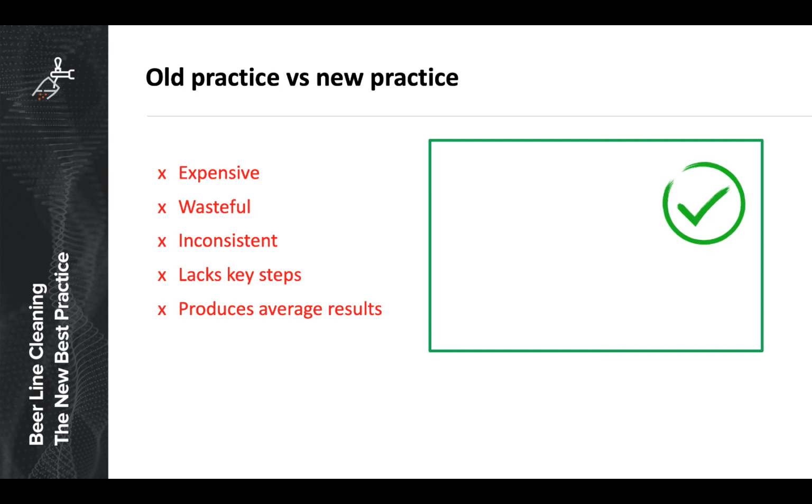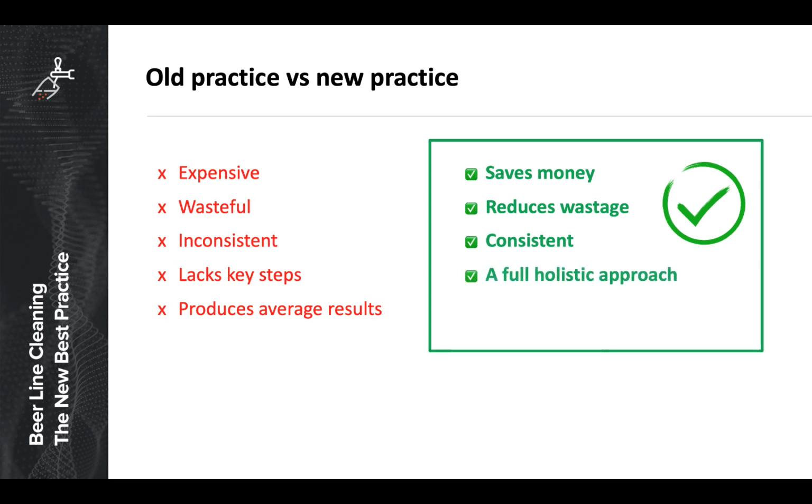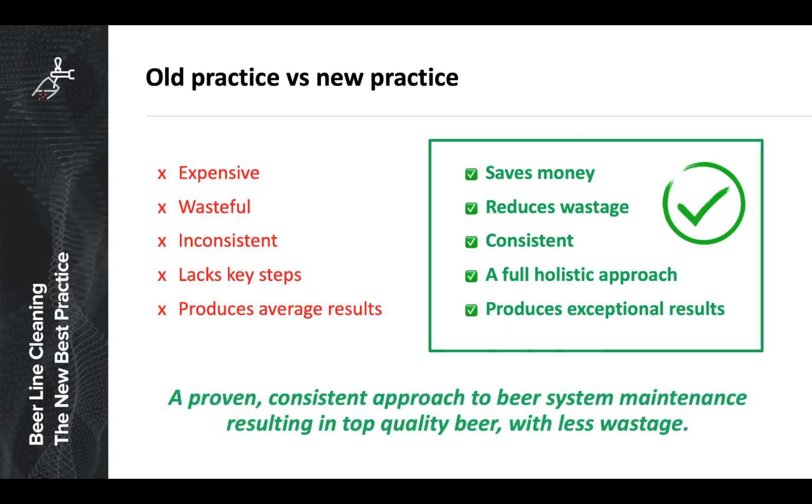Compare this to the new best practice. It actually saves money. It significantly reduces wastage by up to 80%. It's consistent. It's a full holistic approach to your entire beer system, and it produces exceptional beer quality results. It's a proven, consistent approach to beer system maintenance, resulting in top quality beer with less wastage and saving you money.